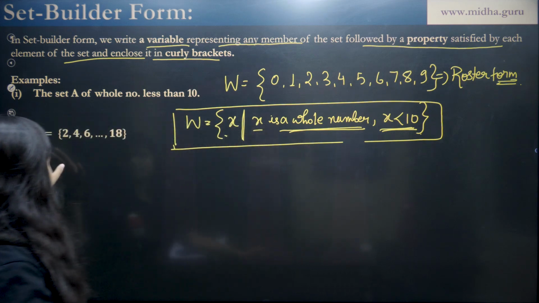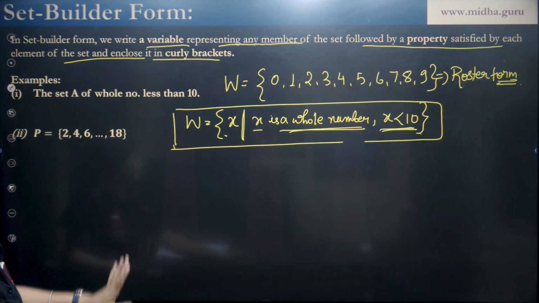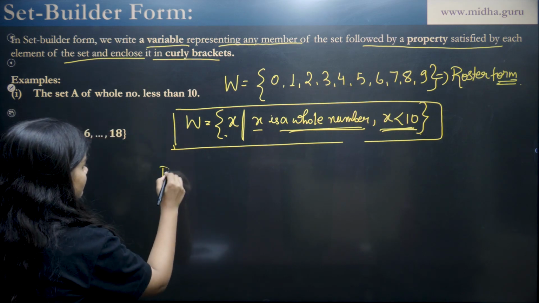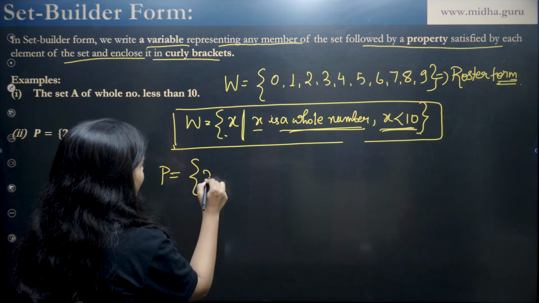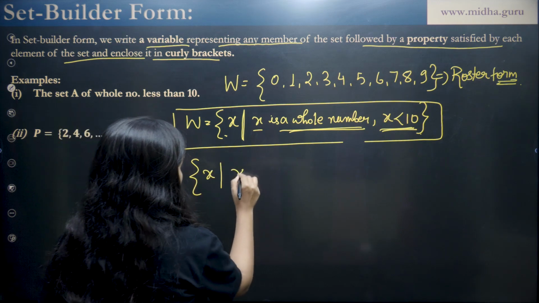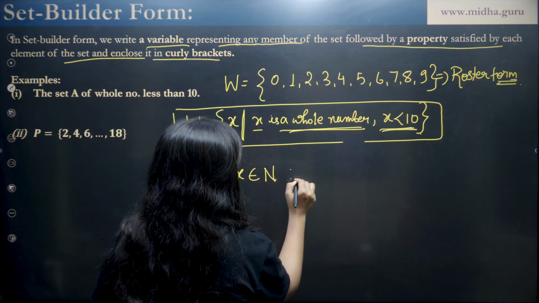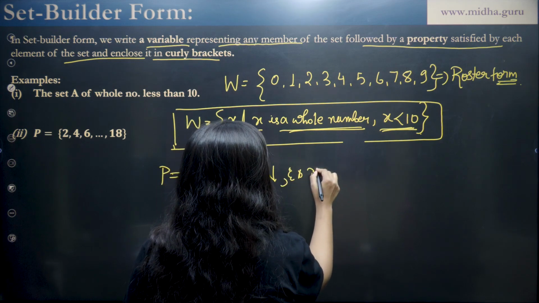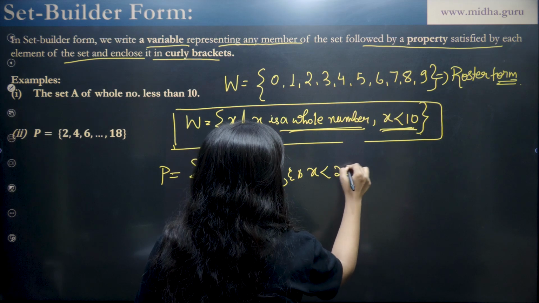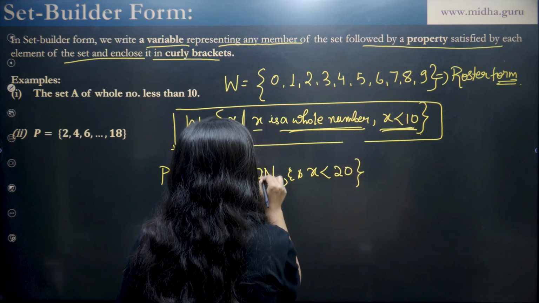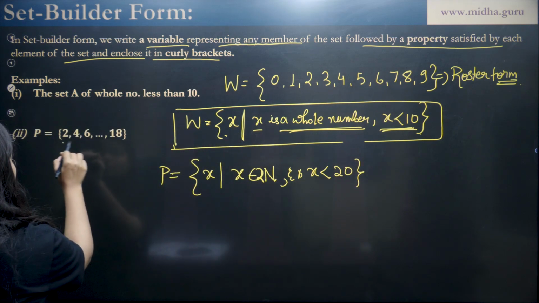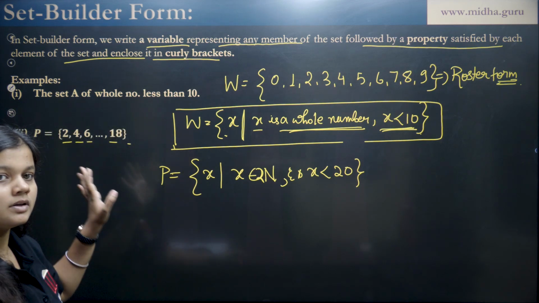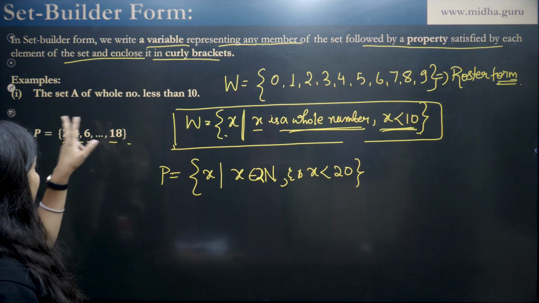Next is P is 2, 4, 6, 8 up to 18. We have to write it in set builder form. Let's write P is equal to x such that x belongs to N and x is less than 20. x belongs to twice of N, because here each number is even, right? This is a natural number, right? But all the numbers are even.